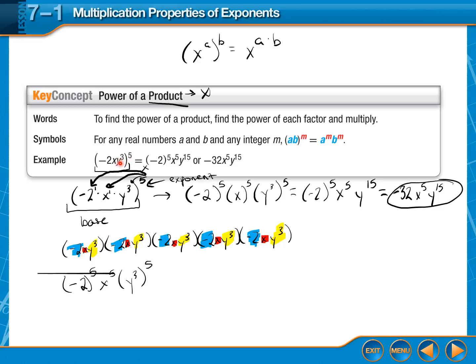So remember, when you're raising a product to a power, you need to share that power with every part of your product.